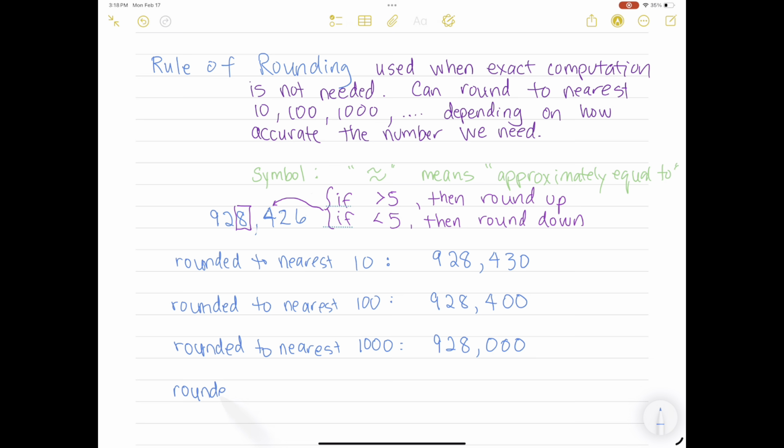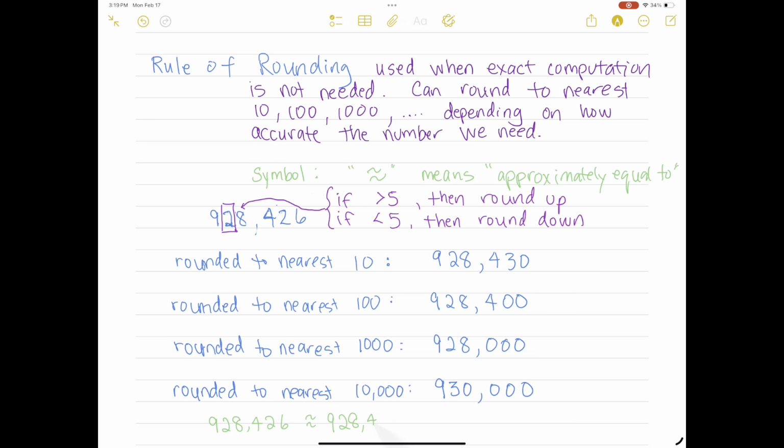Now we round to the nearest 10,000. We look at the digit in the 10,000 place, which is 2, and the digit to the right, which is 8. Since 8 is greater than 5, we will round up, which gives us 930,000.